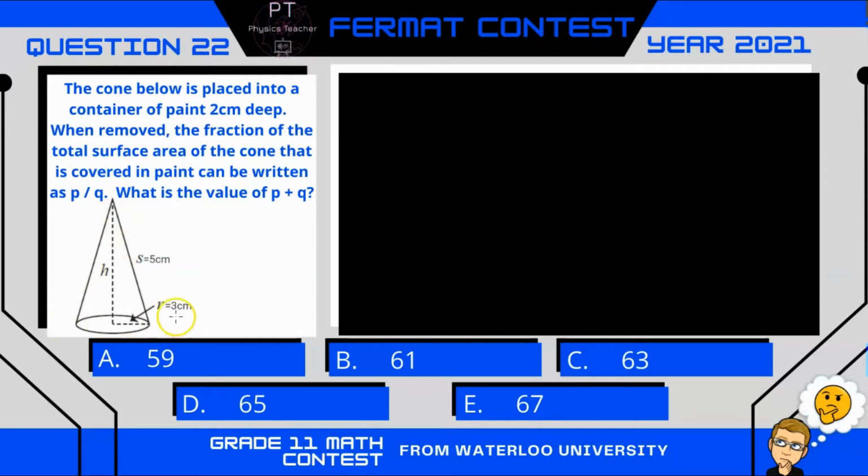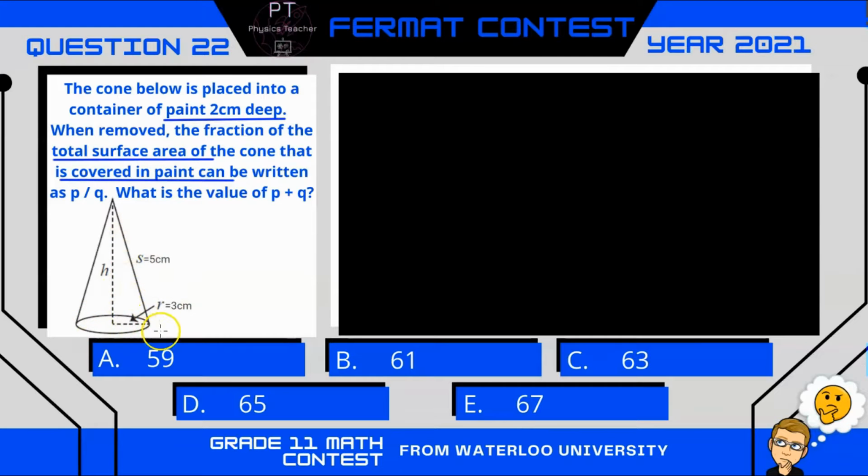So in this problem, we have a cone that's placed in a container of paint 2 centimeters deep. Now when we remove the cone, we need to determine the fraction of the total surface area that is covered in paint. To do that, first let's look at what the total surface area of the cone is before we put it in paint.